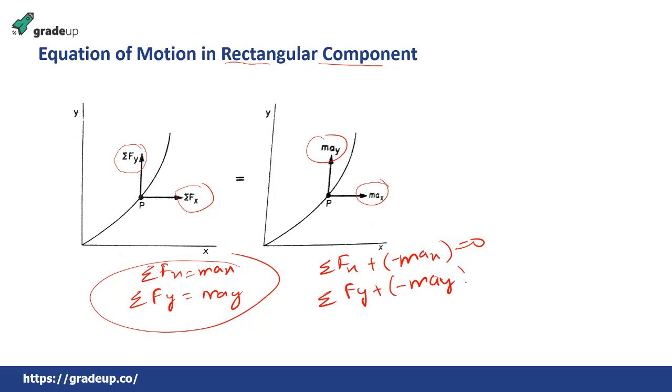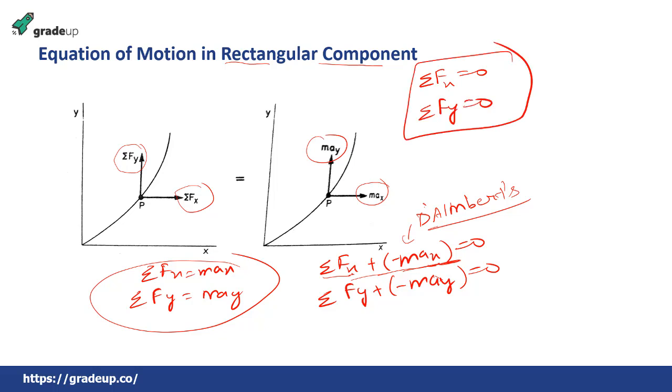may equal to 0. Now, this force is the external force acting on the particle, and this force is the inertial force acting on the particle, and this is called the D'Alembert principle. So we can say this is the net force acting in the x direction, which is the sum of the external force and the inertial force. So the net force in the x direction is equal to 0 and the net force in the y direction is equal to 0, provided that the net force in the x direction is the sum of the external force and the inertial force.